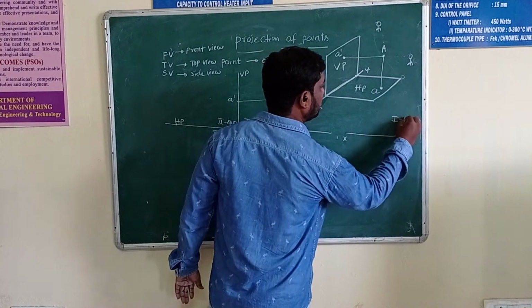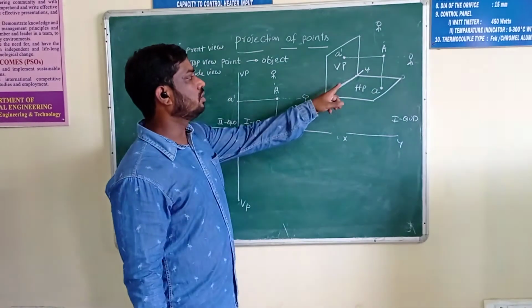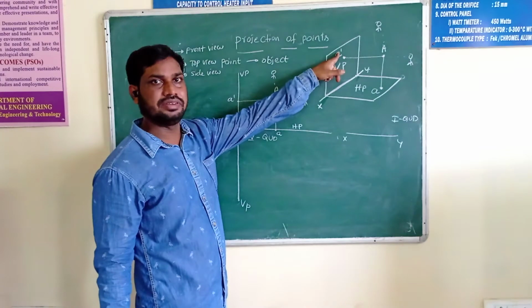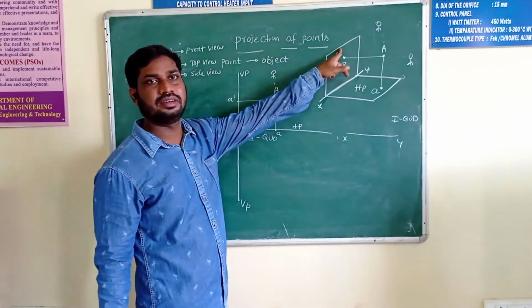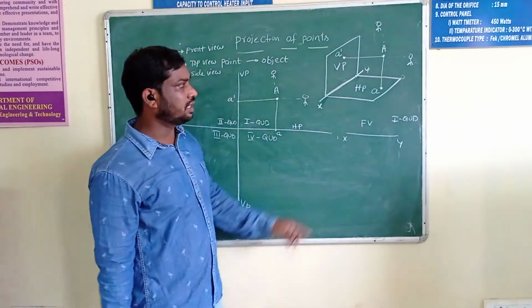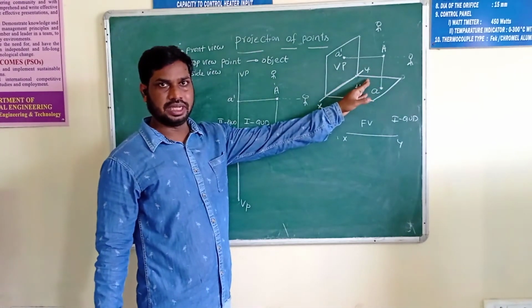So first of all, this is the XY line, and this is the first quadrant I am taking. Above XY we are getting a dash, the front view; the dash always indicates the front view. So above XY is the front view. But where is the top view? It is beside the XY line.